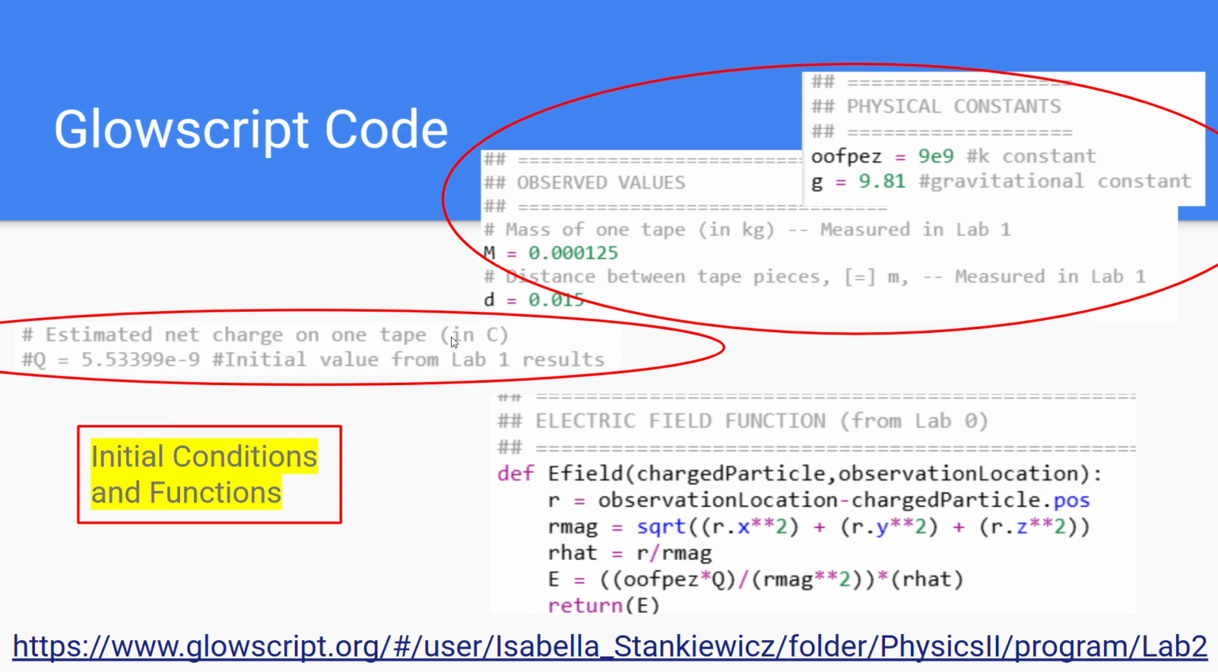So here's a look at the GlowScript code. First, we have the initial conditions and functions. We've got physical constants, the K constant and the gravitational constant, up in the top right corner. And then the observed values from the experimental data are included here. These were measured in the Lab 1 experiment. And then the estimated net charge on one tape, the initial value from Lab 1, is included, and this was our starting point as I tried to calculate the actual linear charge. And then here is the electric field function, which was the same function calculated in Lab 0.